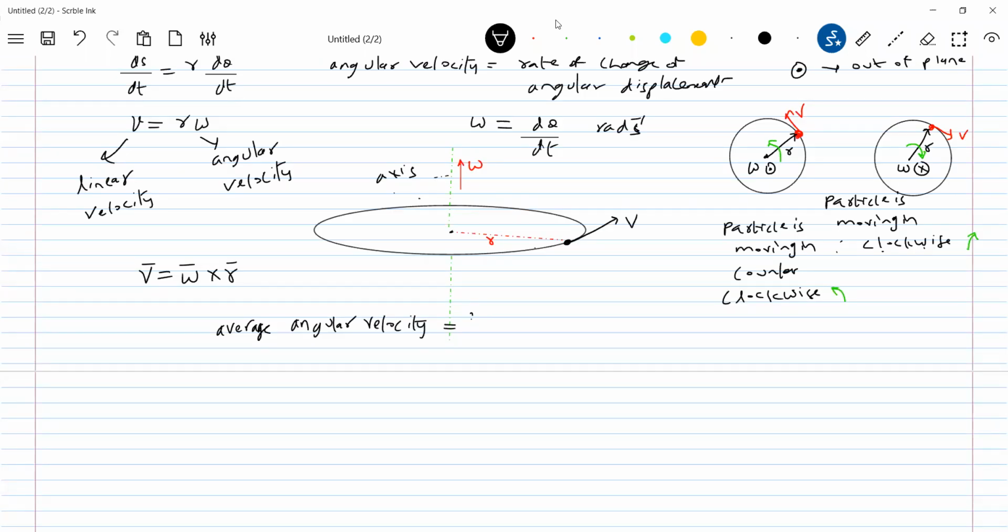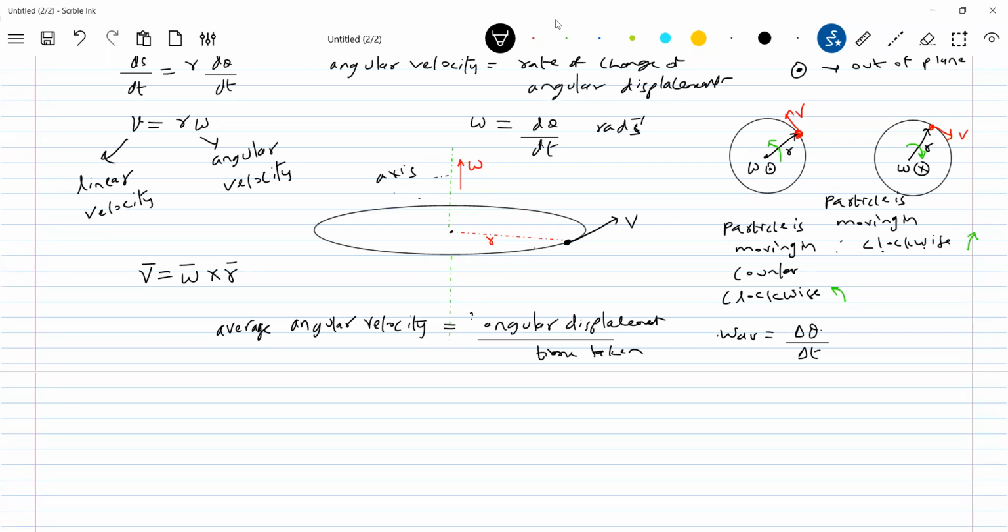This will become angular displacement by time taken. So how do we define this? This will become omega average equal to delta theta by delta t. I think this is similar to average speed. Can you recollect? This is similar to the average speed.